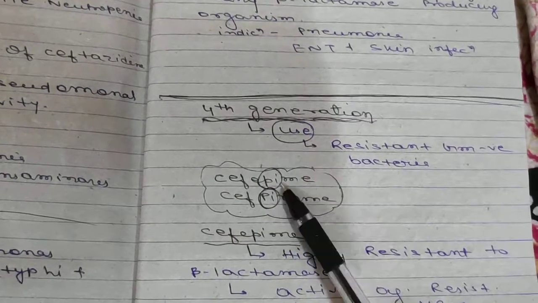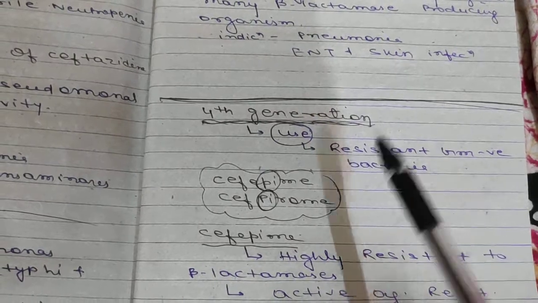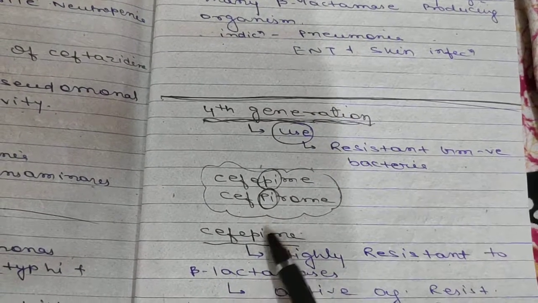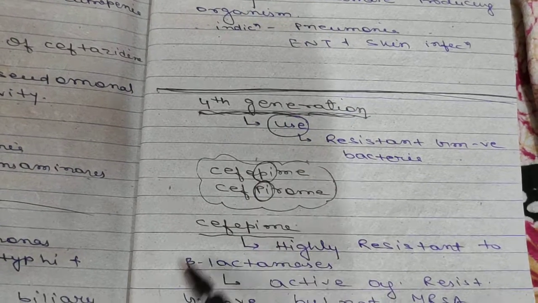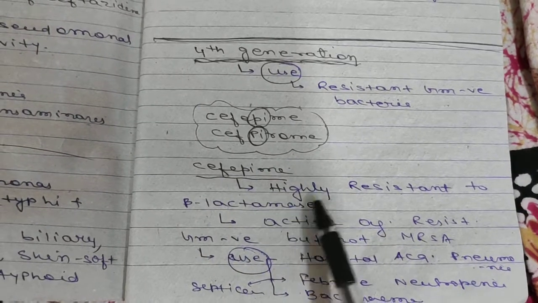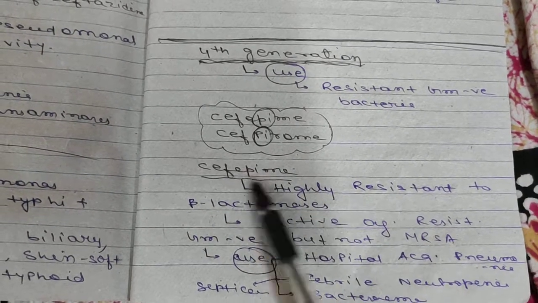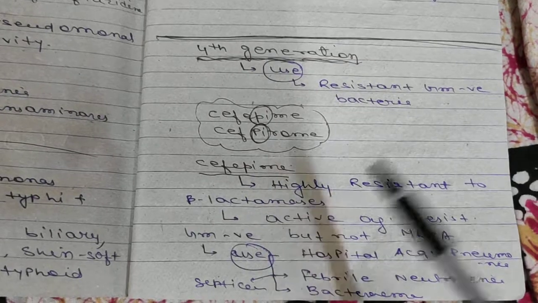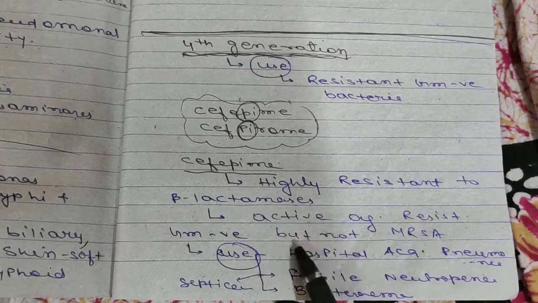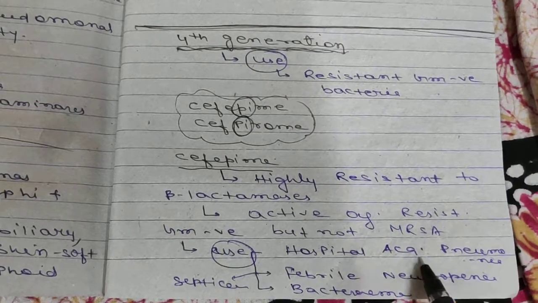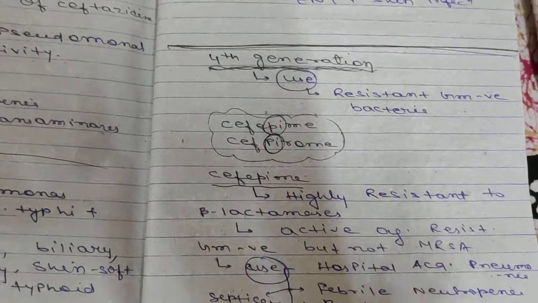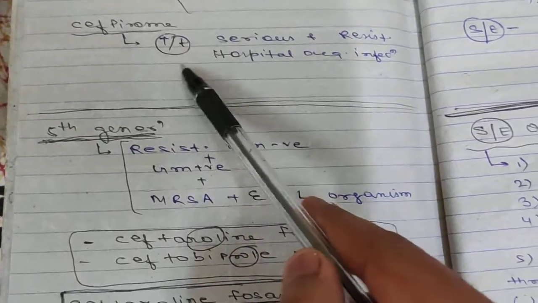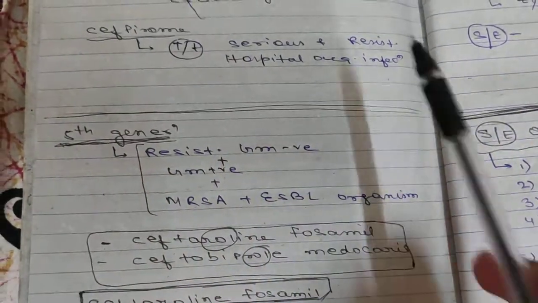Now coming to the fourth generation. Fourth generation cephalosporins are used for resistant gram-negative bacteria. It includes cefepime and cefpirome. PI PI for fourth generation: cefepime and cefpirome. Coming to the first, cefepime is highly resistant to beta-lactamases. It is active against resistant gram-negatives but not MRSA. Used in hospital acquired pneumonia, febrile neutropenia, bacteremia, and septicemia. Cefpirome is also used for the treatment of serious and resistant hospital acquired infection.